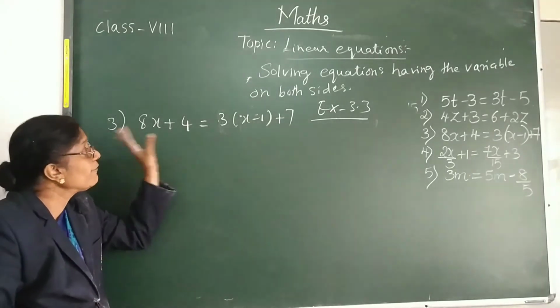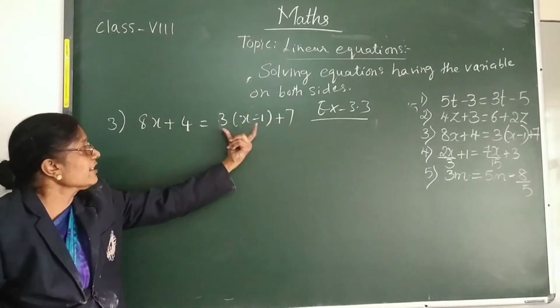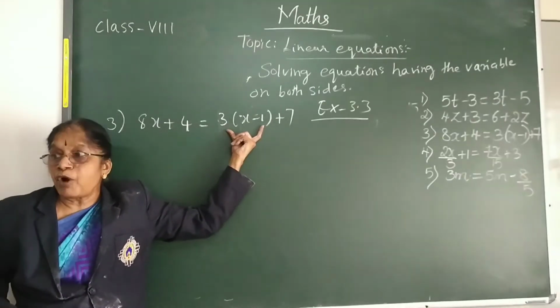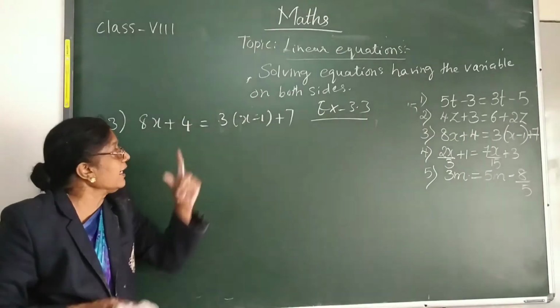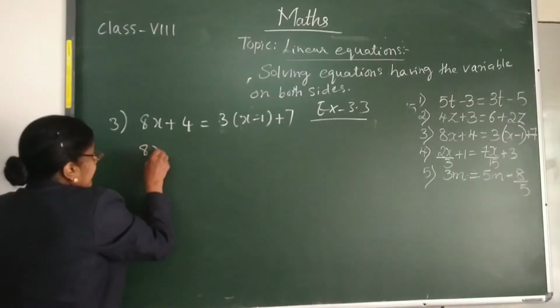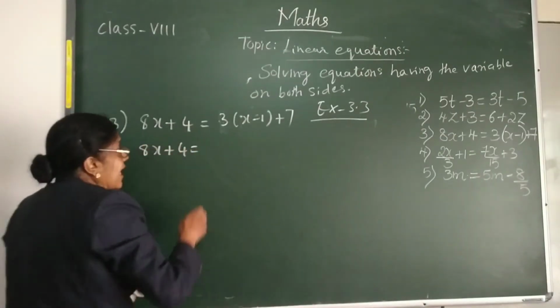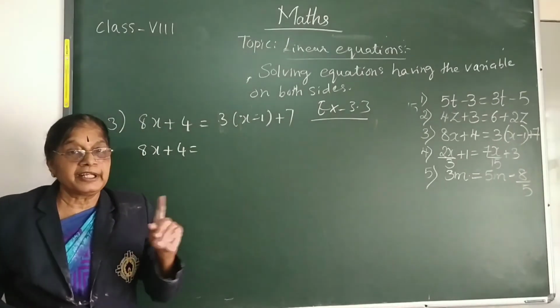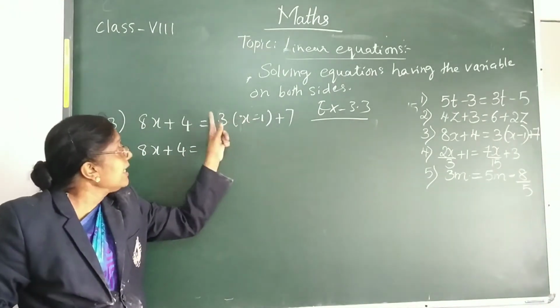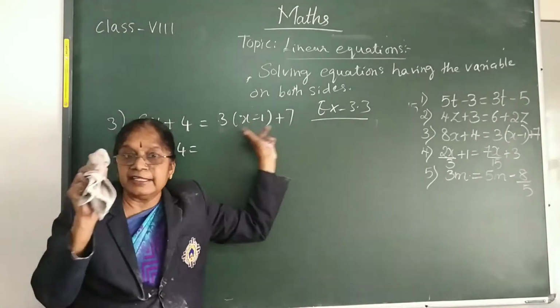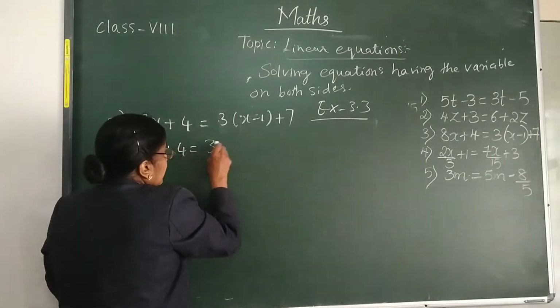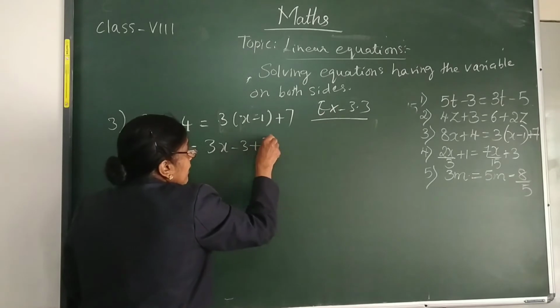Here, before we transpose, first we have to use distributive property and we have to remove the bracket. How we will use the distributive property? Let us see. 8x plus 4, write down as it is. What is meant by distributive property? 3 you have to multiply with x and 3 you have to multiply with 1, and in between them what sign you are going to keep? Minus sign. So what you will get here? 3x minus 3 plus 7.